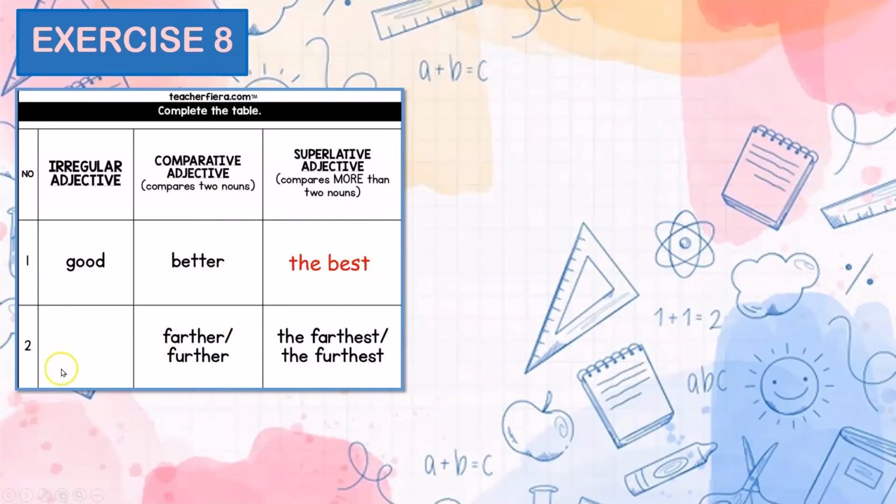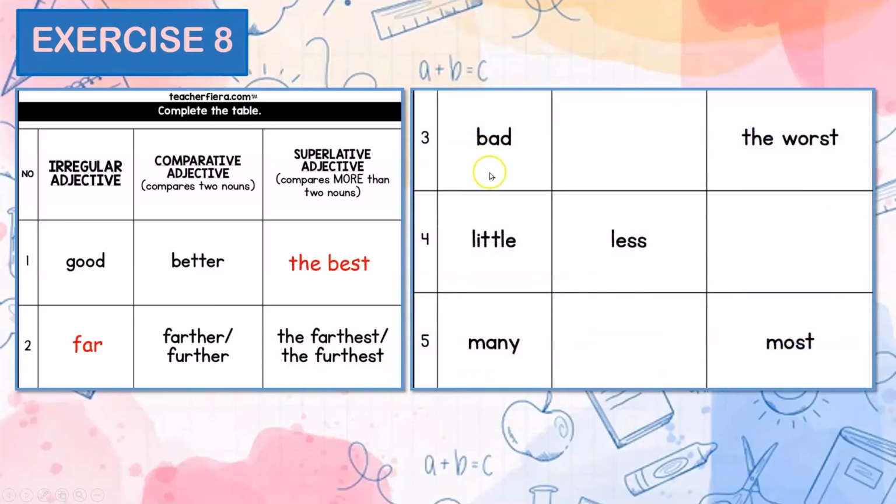For number 2, the irregular adjective is far, and the comparative is farther or further, and the superlative will be the farthest or the furthest. For number 3, bad will be worse for comparative, and the superlative will be the worst. For number 4, little will be less in comparative and will be least in superlative. And the last one, many, will be more in comparative and the most in superlative.